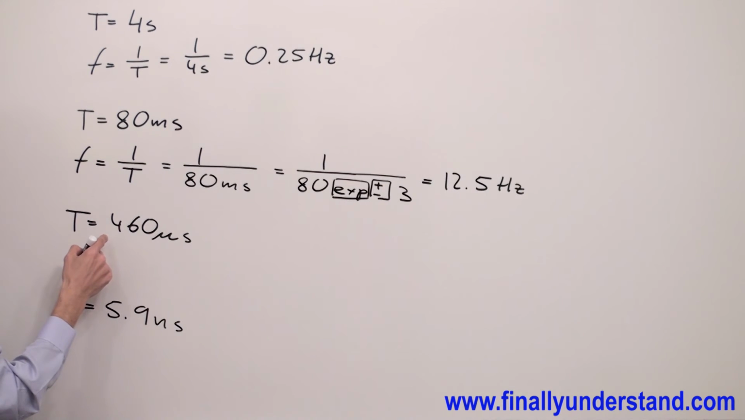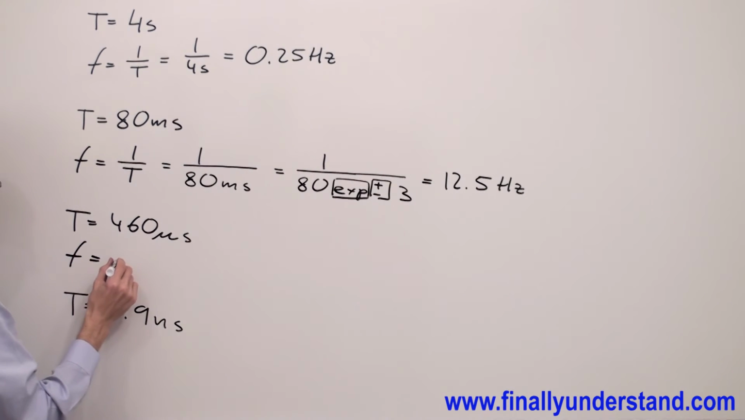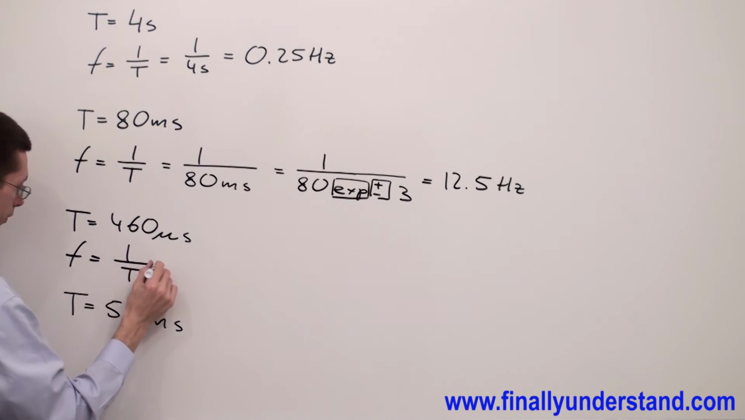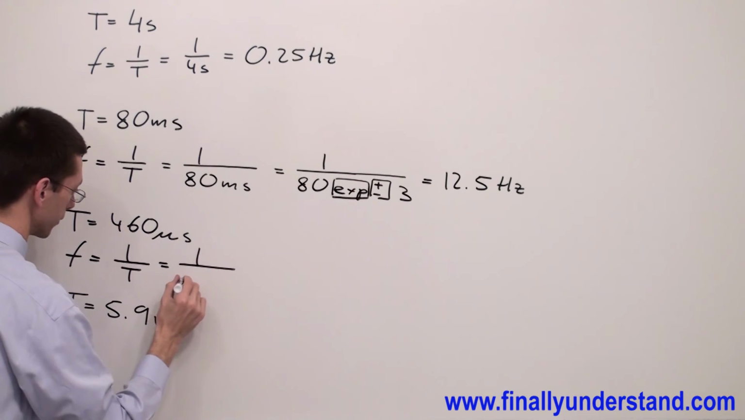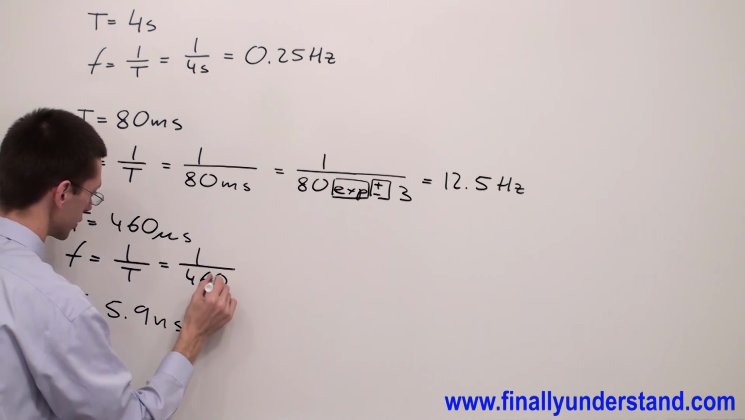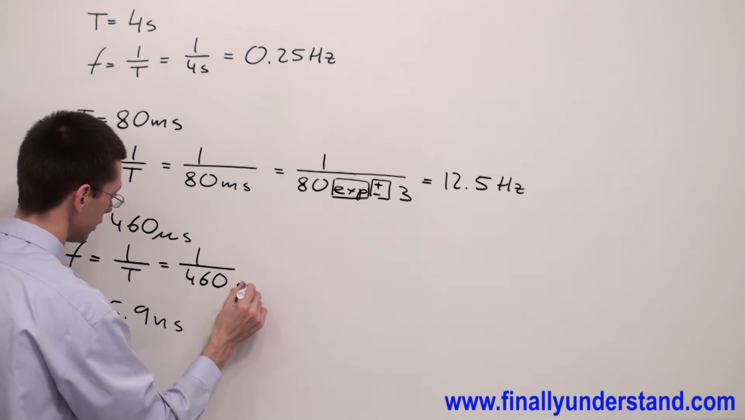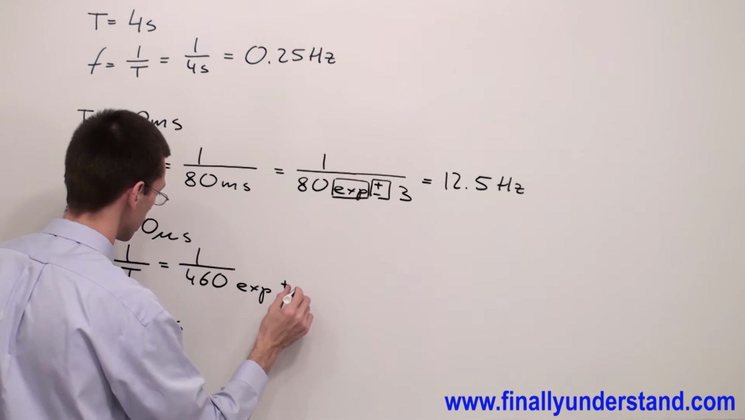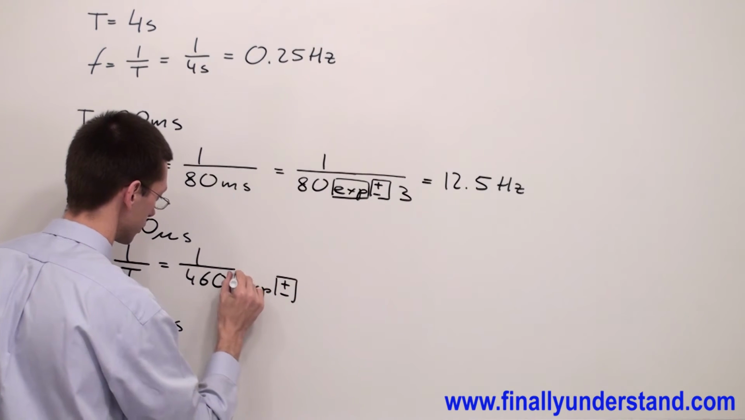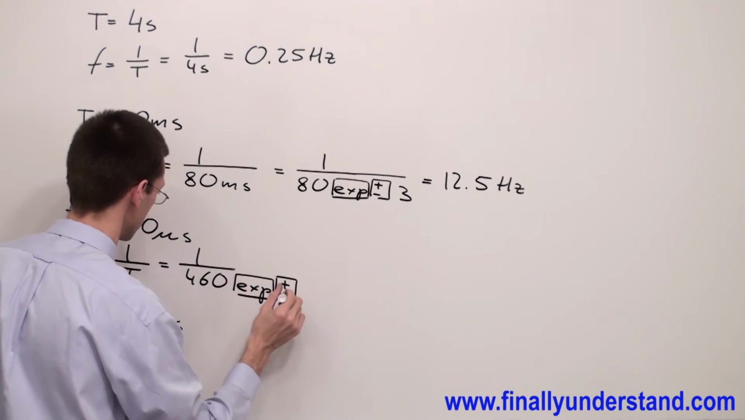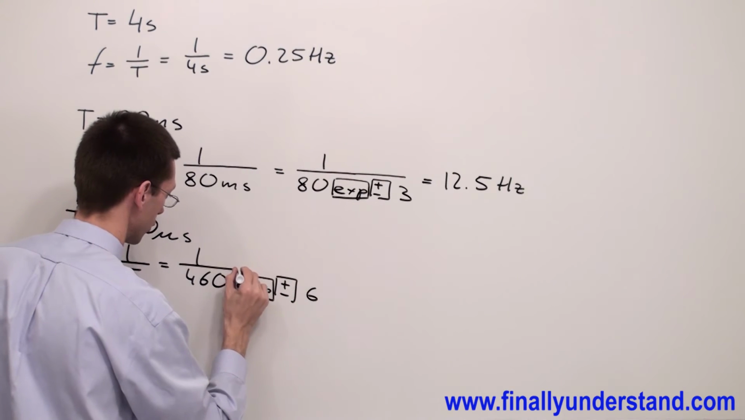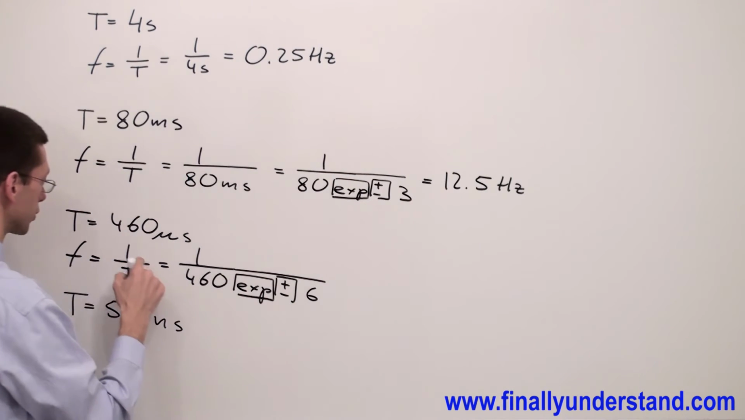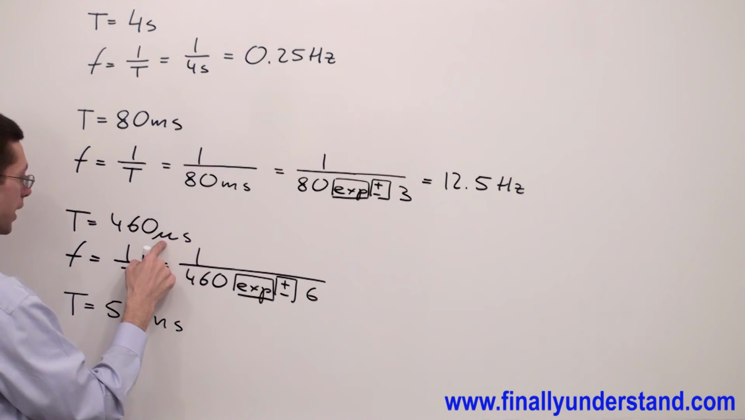Let's take a look at this example. Again, I'm looking for frequency. Frequency is equal to 1 over the period. This is equal to 1 divided by 460, EXP, plus minus 6. Why? Because I have 460 micro.